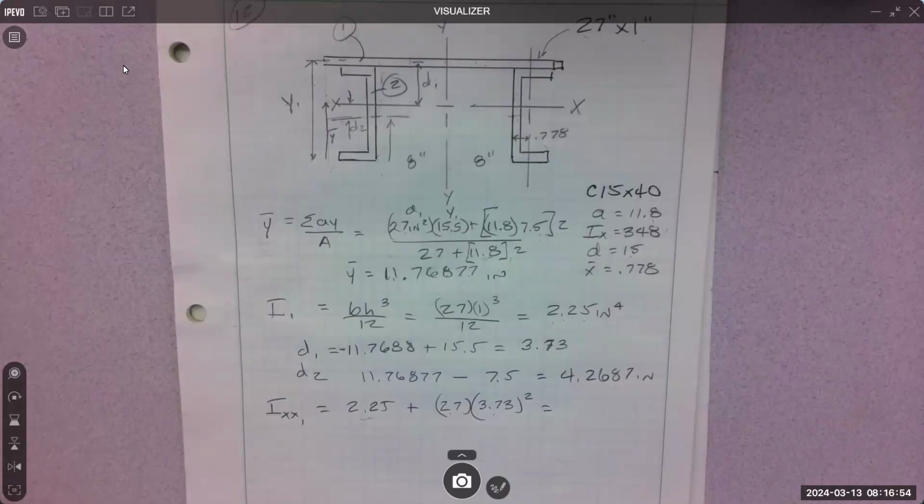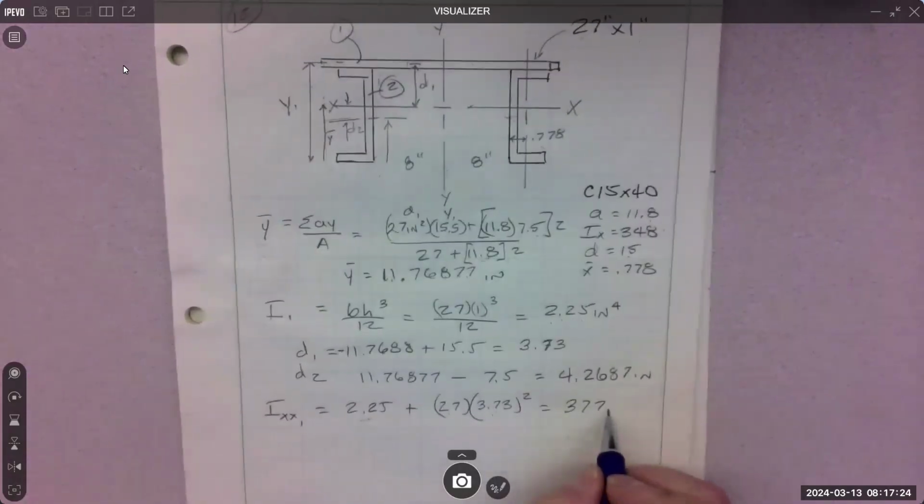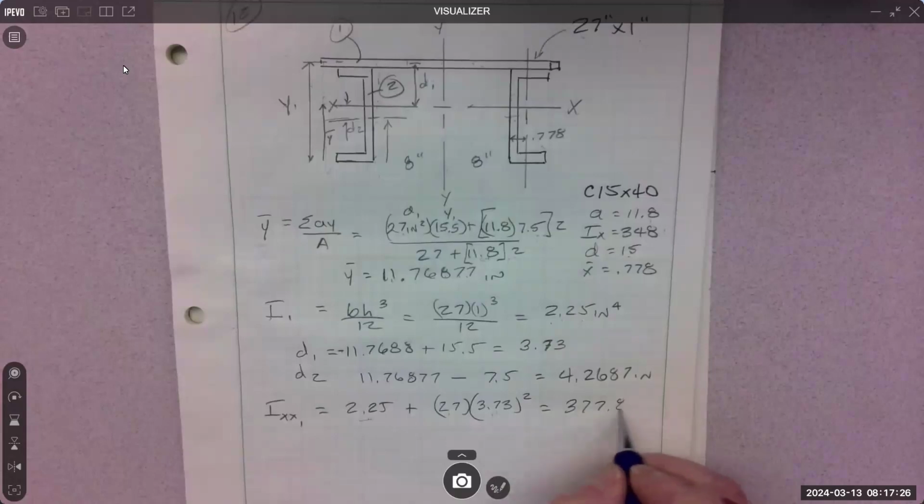I got 380.71. I got 377, 378. No, 377. I'll do it again: 2.25 plus 27 times 3.7 squared gives 377.898. This is probably rounded a little bit, so 377.898 inches to the fourth.